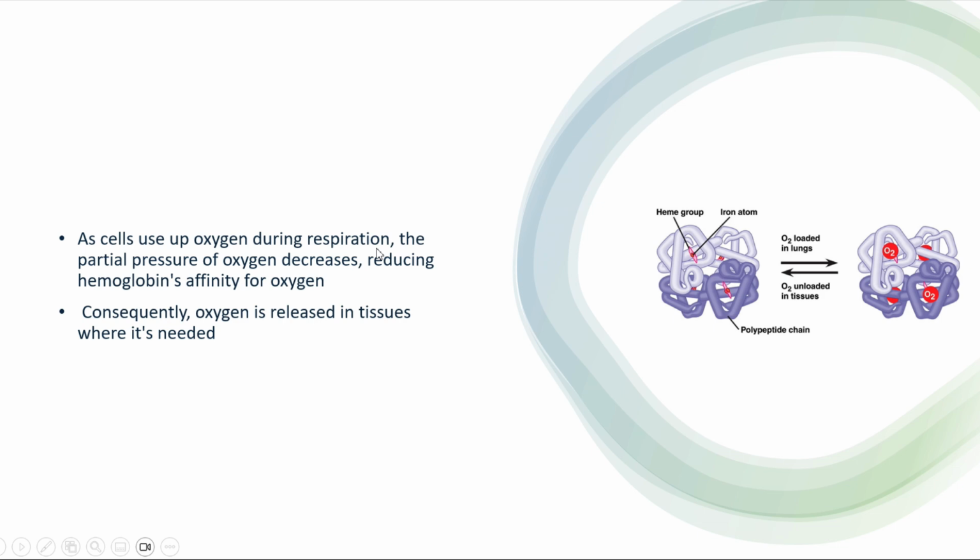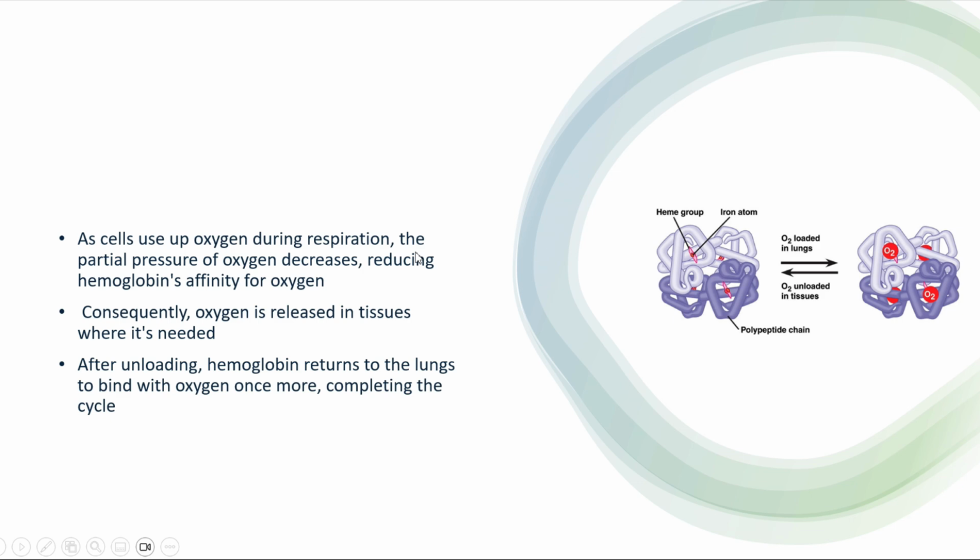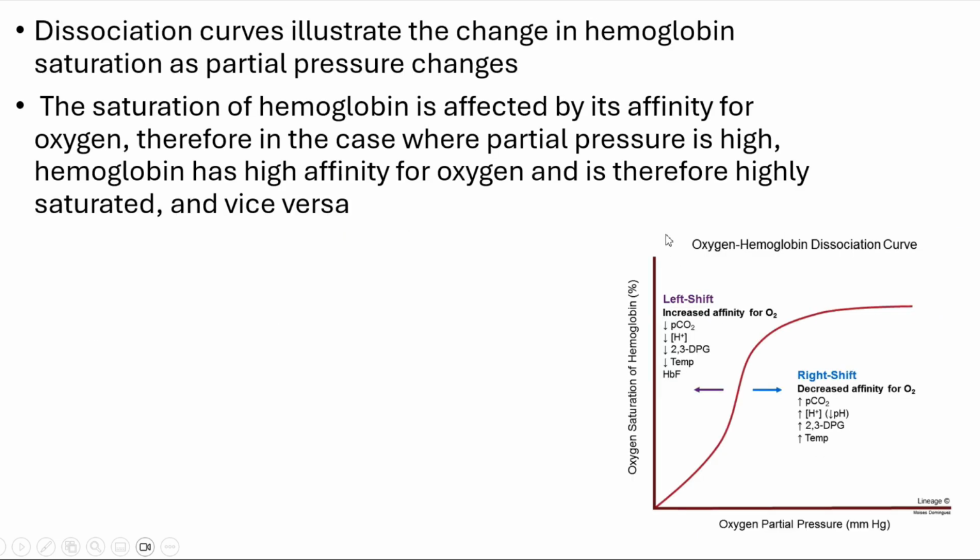So consequently, oxygen is released in tissues where it's needed. So it's unloaded. After unloading, hemoglobin returns to the lungs to bind with oxygen once more, which completes that whole cycle of loading and unloading. So as you see, O2 is loaded in the lungs here, and then it's released, and then unloaded in tissues over there. You see, these are the heme groups. They attach the oxygen, they have it now. Then they come back and they unload it into the tissues.